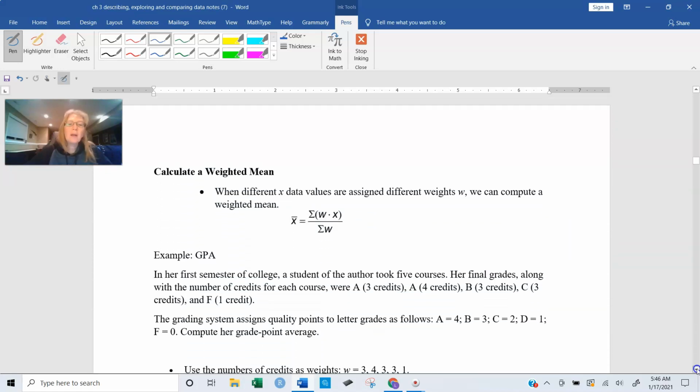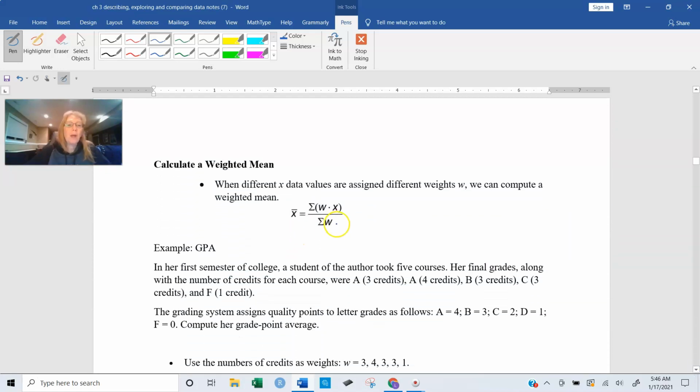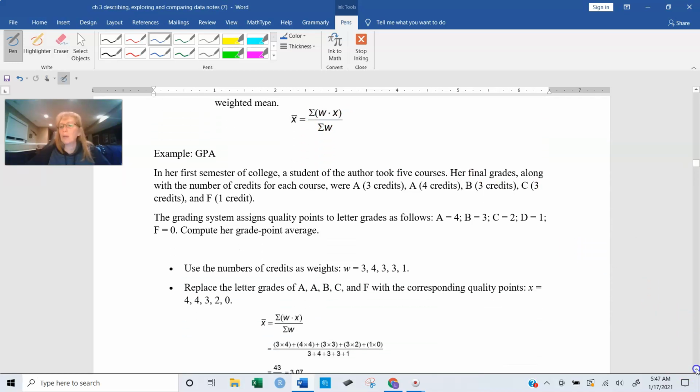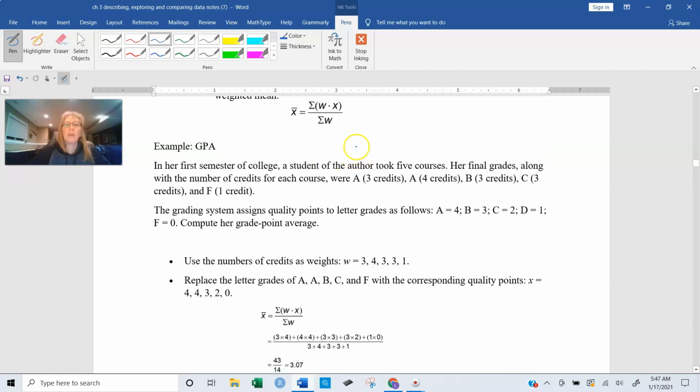Okay, calculating a weighted mean. When you do a weighted mean, you take the weight times how many you have, divided by the total number of weights. Now, let's see if I can explain this. We're going to use GPAs because this is something you deal with all the time. Okay, the author here had a daughter and she went to college, right?